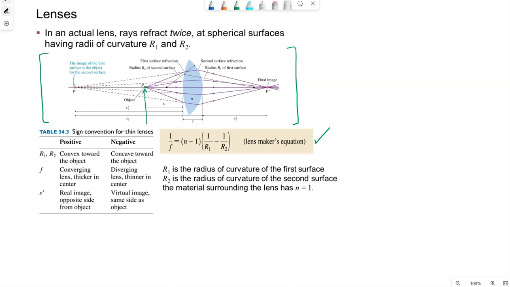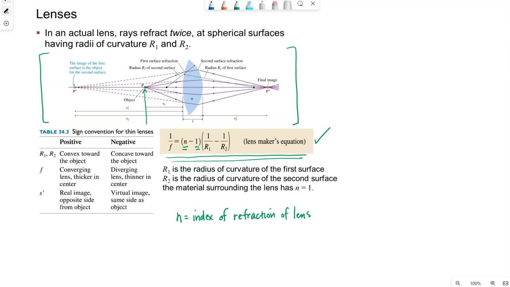Ultimately, what we want to recognize is this equation right here called the lensmaker's equation. 1 over f, where f is the focal length. Now, n is the index of refraction of whatever material the lens is made of. The 1 here assumes the lens is being used in air, so, glasses on our face.